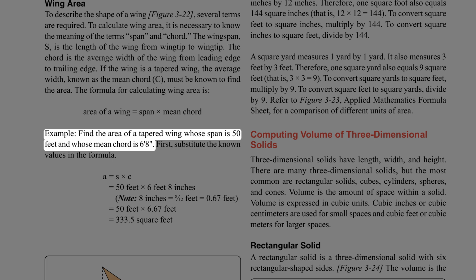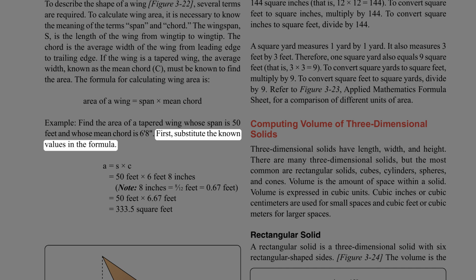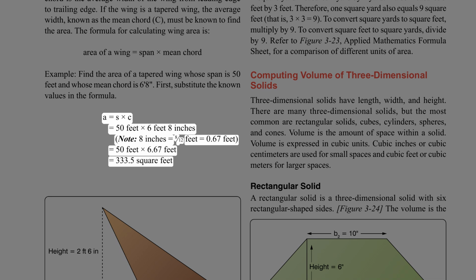Example. Find the area of a tapered wing whose span is 50 feet and whose mean chord is 6 feet 8 inches. First, substitute the known values in the formula. A equals S times C equals 50 feet times 6 feet 8 inches. Note, 8 inches equals 8/12 of a foot equals 0.67 feet, so 50 feet times 6.67 feet equals 333.5 square feet.